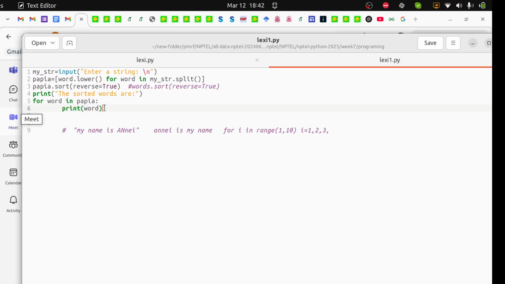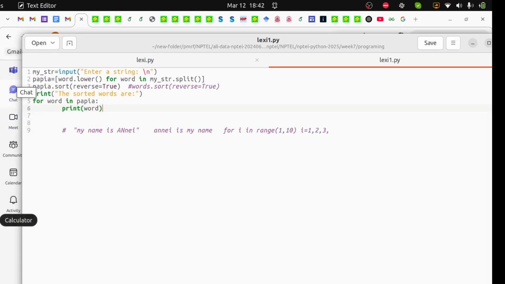So the fifth and sixth lines are for printing all the words in a word form. For that, I just need a for loop: for word in papiya, then print word, because I need to print all the words.